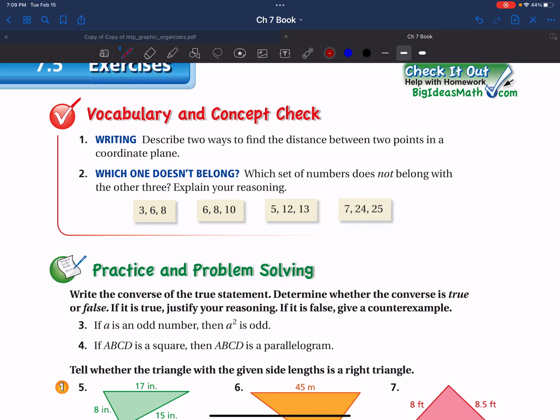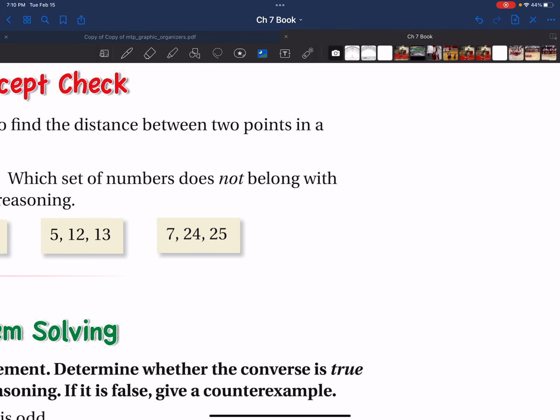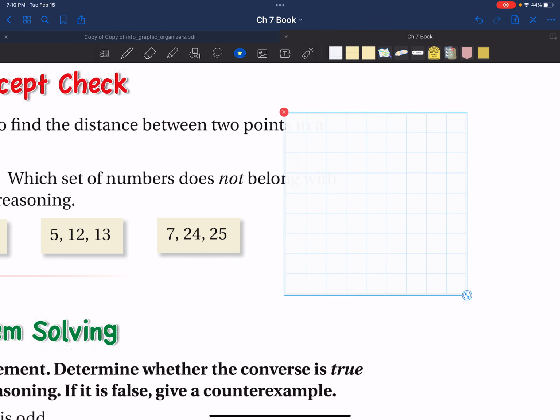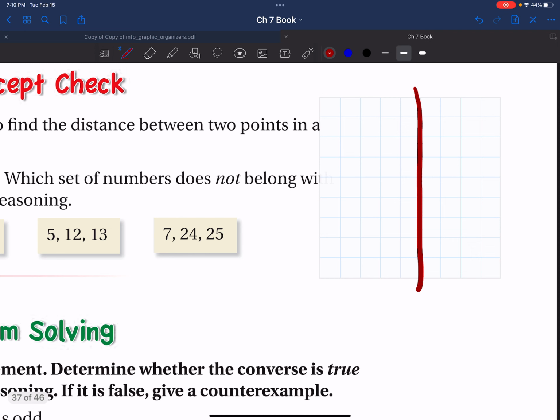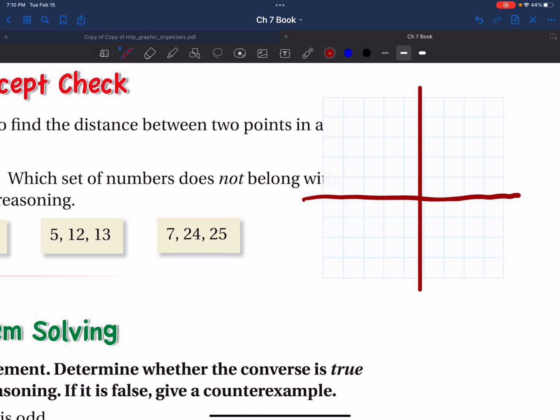Okay, number 1. Describe 2 ways to find the distance between 2 points in a coordinate plane. All right, so it's saying, if I had, here, let me find a coordinate plane as fast as I can. Okay, here's a coordinate plane. There's my y-axis, my x-axis. If I wanted you to find the distance between that point and, say, that point right there, what are 2 ways you could find the distance between those points?